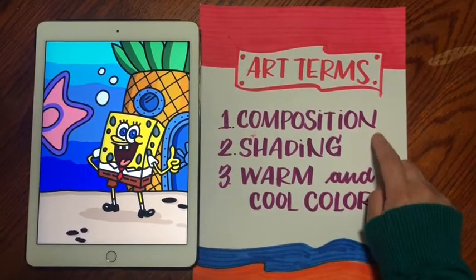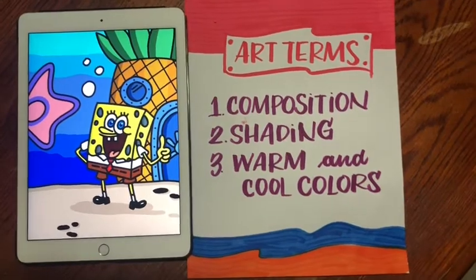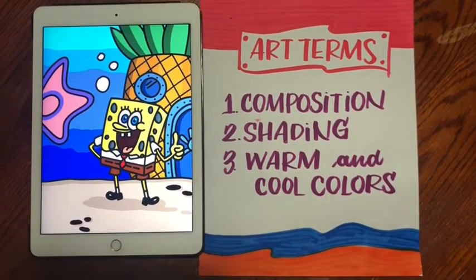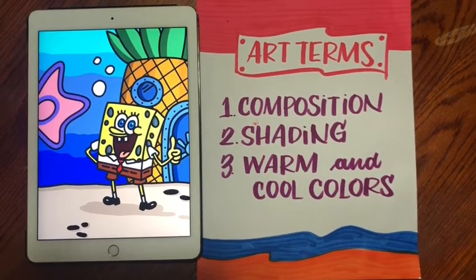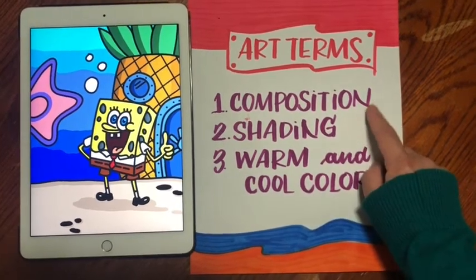A composition is your entire drawing. It's how you put different subjects or different elements together to make up a full art piece, one finished art piece. It's also where you place them and how you place them all together. That's your composition.